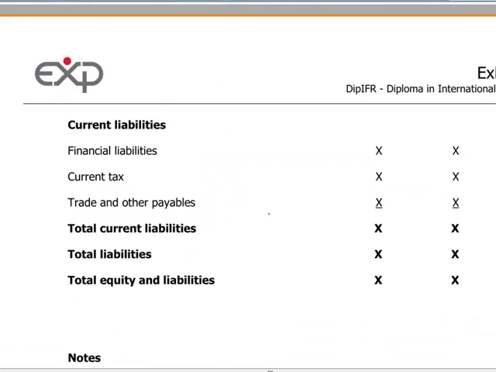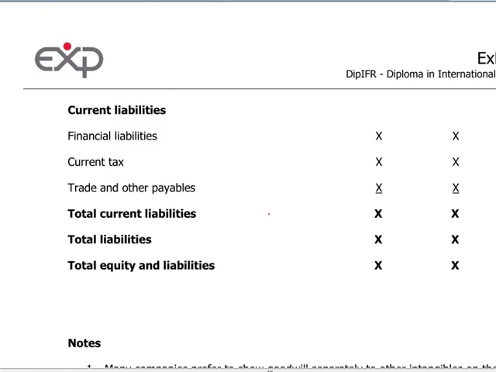And current liabilities, which is something that I have to cover within the next 12 months. Pay out the current portion of the finance lease, pay out the current year-end estimation of tax, trade and other payables.